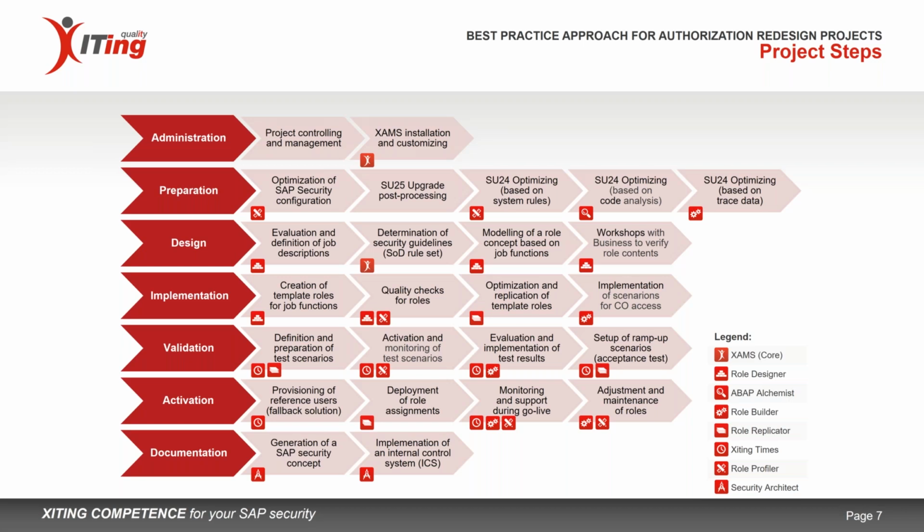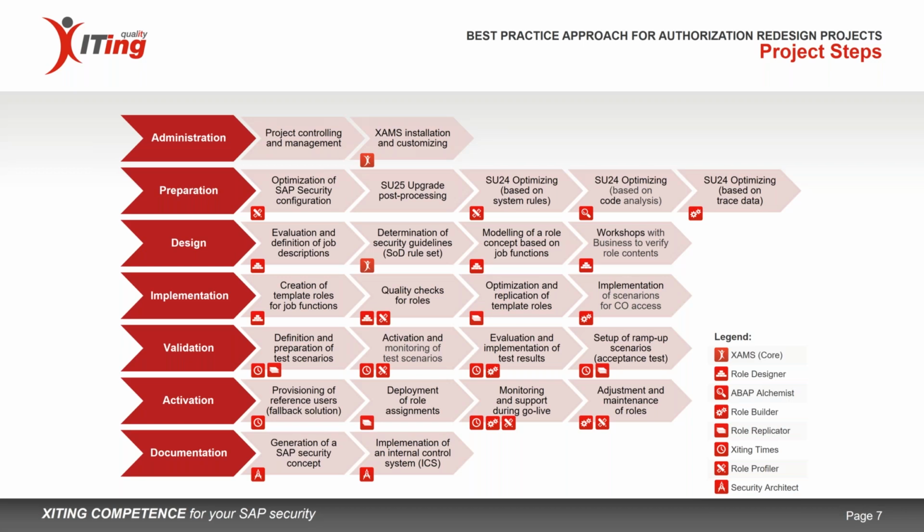This is the first place where we're going to start taking a swipe at your SU24 values and try and get those optimized. We're going to optimize the SAP security configuration. So we're going to look at your system parameters, those kind of things, and ensure they're where they need to be. And then we're going to go through and we're going to look at SU25. If this is an upgrade situation, we'll help you with the post-processing if needed. If not, we'll skip that phase and we'll just go to the SU24 optimization parts.